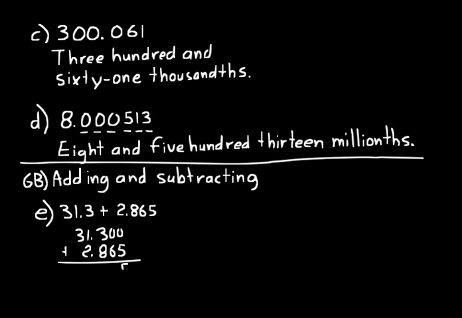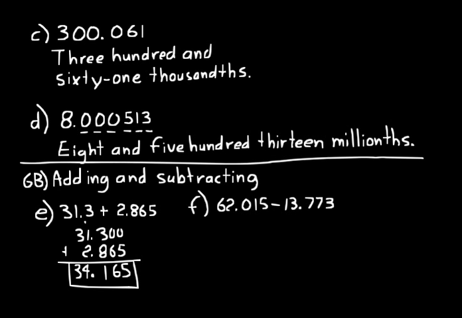0 and 5 is 5. 0 and 6 is 6. 8 and 3 is 11. So we carry that over. And really we're saying 11 tenths, or 1 and 1/10. So that 1 that we just wrote represents 1/10. And then we move that other 1 from the 1 and 1/10 to the left side of the decimal point, to the ones position. 1 plus 1 is 2, plus 2 is 4. And then we have a 3. So there's our answer, 34.165.